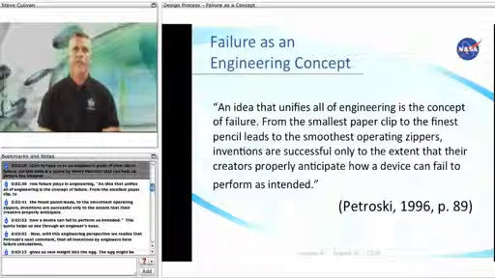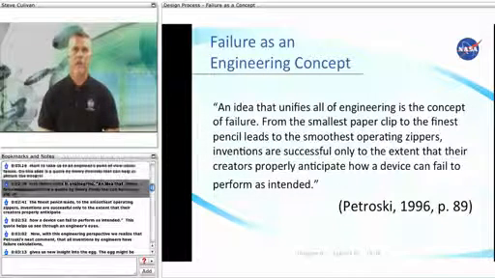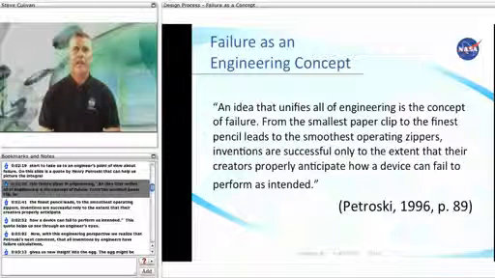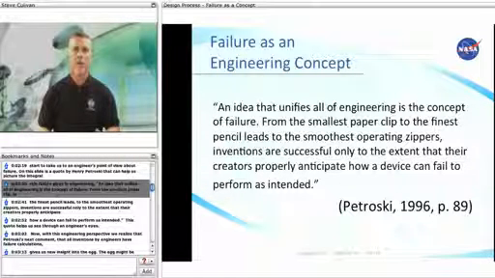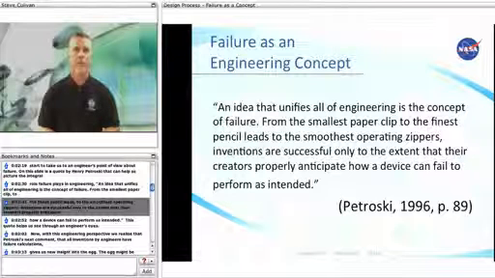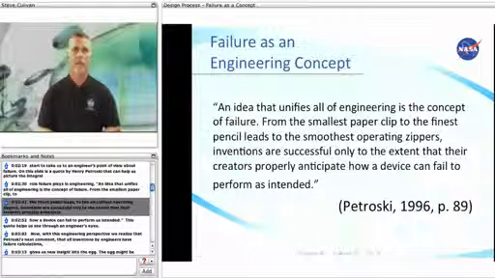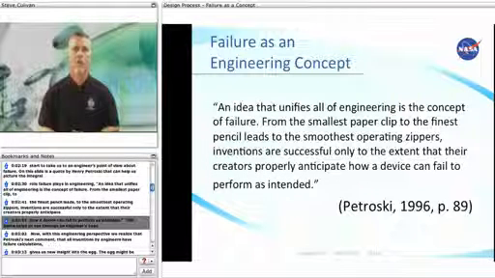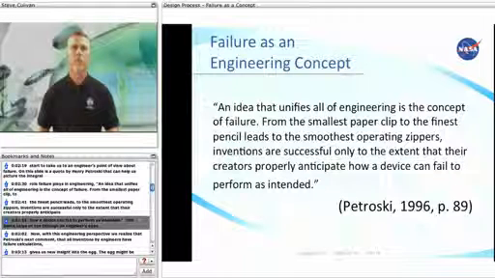On this slide is a quote by Henry Petroski that can help us picture the integral role failure plays in engineering. Quote, "An idea that unifies all of engineering is the concept of failure. From the smallest paperclip to the finest pencil leads to the smoothest operating zippers, inventions are successful only to the extent that their creators properly anticipate how a device can fail to perform as intended." Unquote. This quote helps us to see through an engineer's eyes.